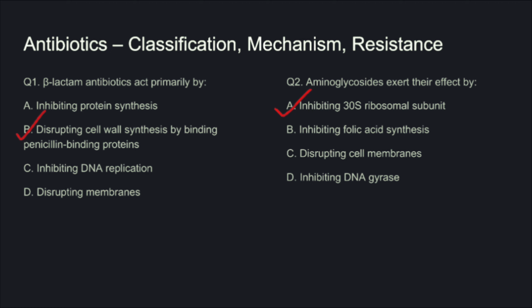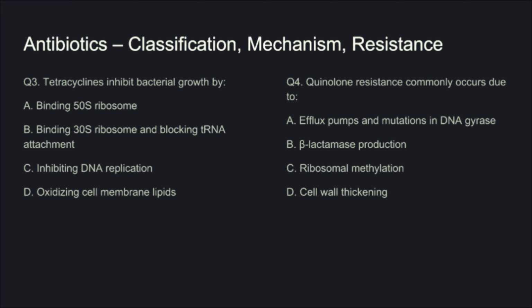So aminoglycosides bind to the 30S subunit, and this causes misreading of the mRNA and the production of defective proteins. Now question 3.